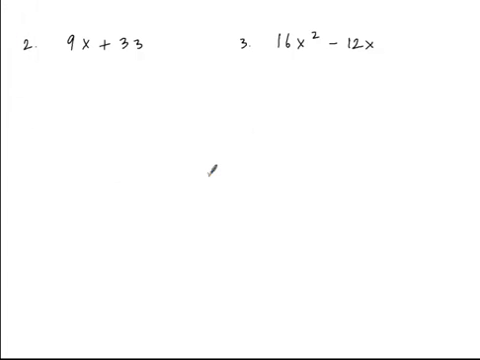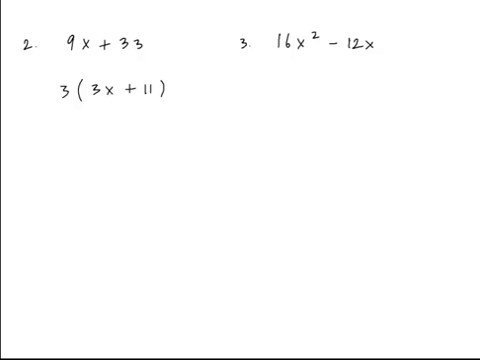Take a look at a few problems that we did in our review today. These first few I'm going to factor out a greatest common factor. 9x and 33 have a 3 in common. When that 3 is divided into the 9, you have 3x. And when the 3 is divided into the 33, you have an 11.